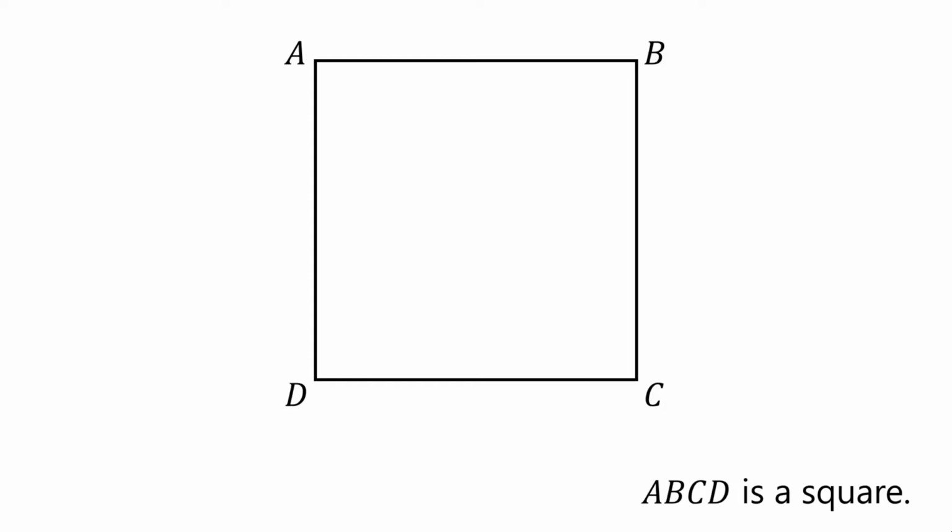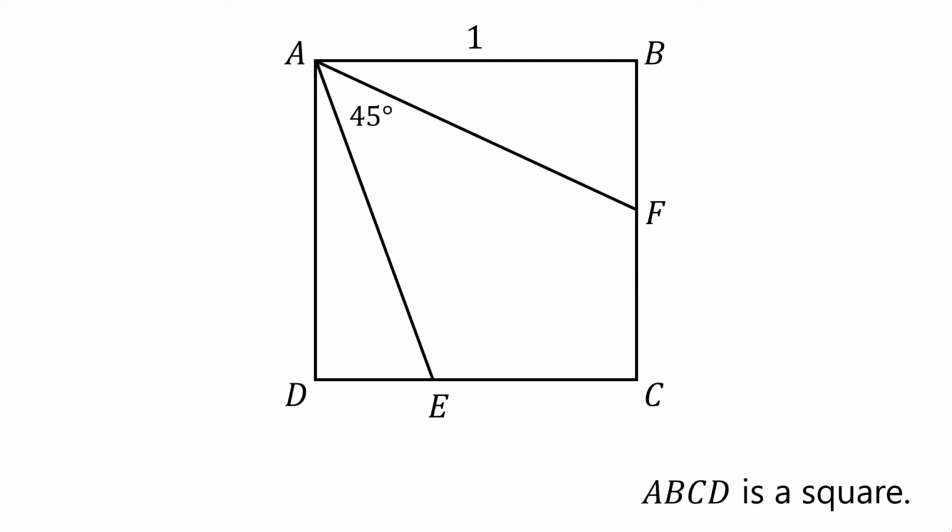ABCD is a square with a side length equal to 1. Pick point E alongside DC and pick point F alongside BC such that EAF is a 45-degree angle and AFB is a 70-degree angle.